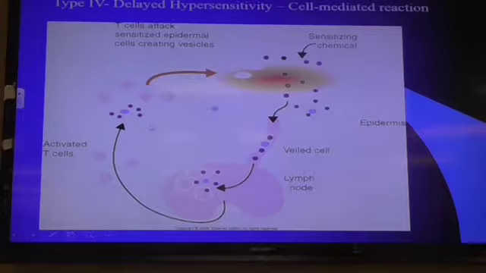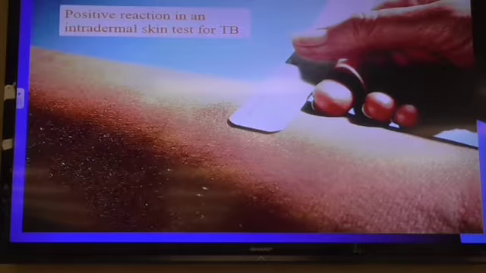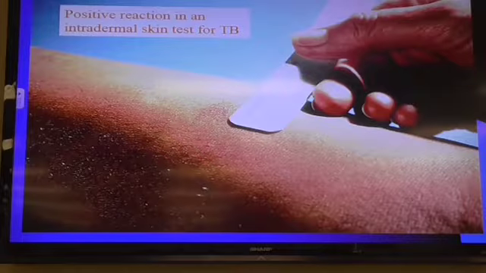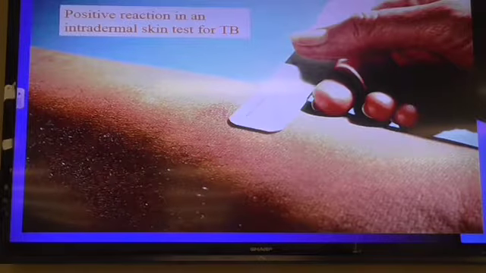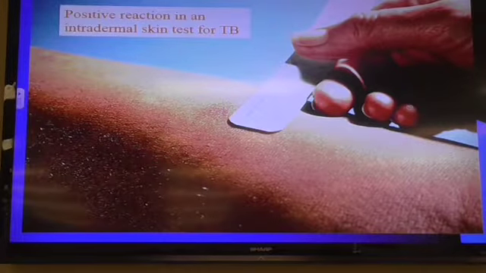Okay? And in turn, they attract some macrophages also, or dendritic cells. That's what you're seeing here. T cells and macrophages or dendritic cells come to the site and cause the problem. Okay? Any questions on that type 4, delayed type or cell-mediated hypersensitivity? A good example is testing for TB, the intradermal skin test.